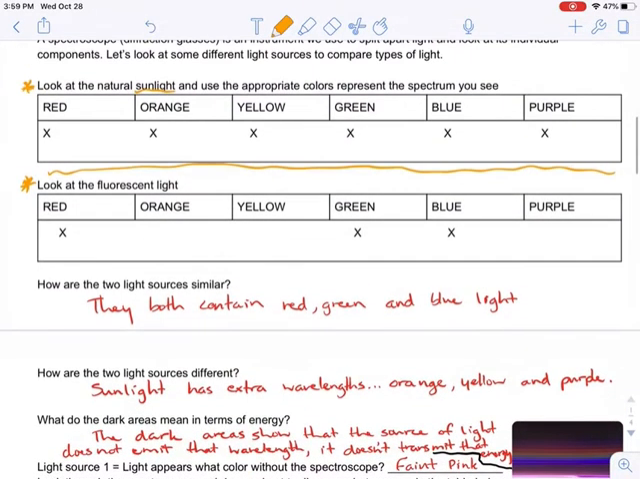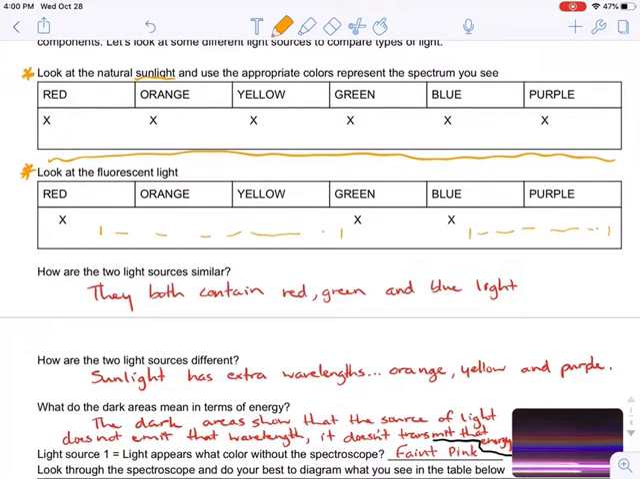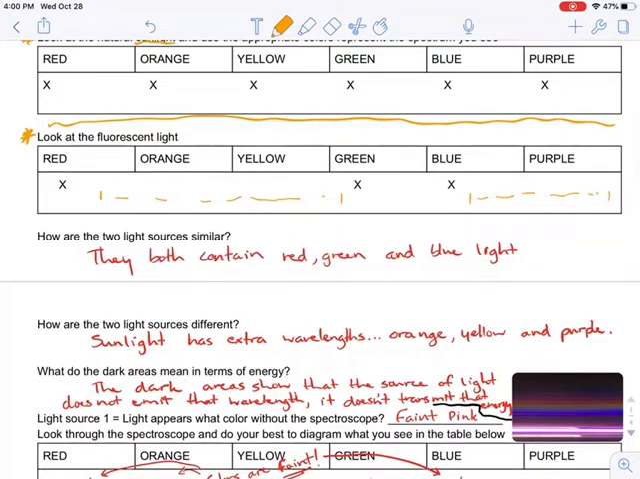Now you'll notice that when we look at a spectral emission, there are dark areas in between that do not contain anything. These dark areas show us that that light source is not emitting that wavelength of light, and there's no energy at that level of wavelength. So you could think of this as that light does not transmit that range of energy. That's another way to describe it.